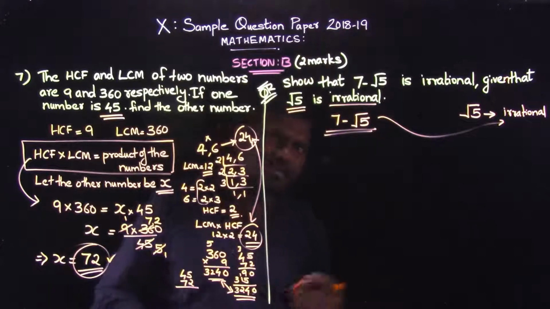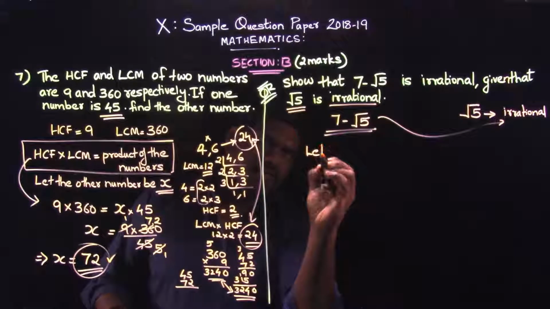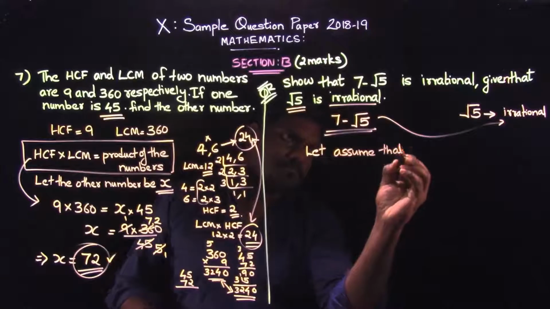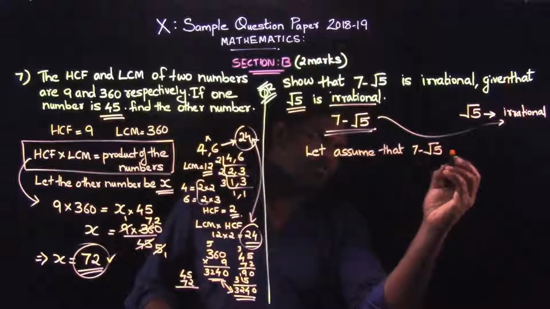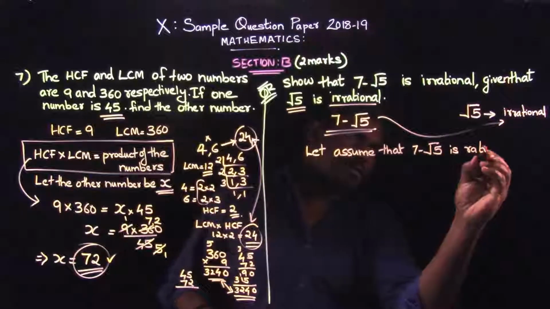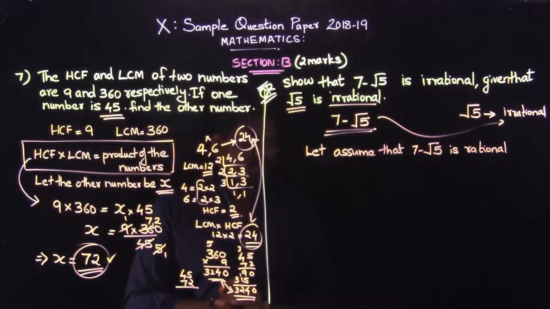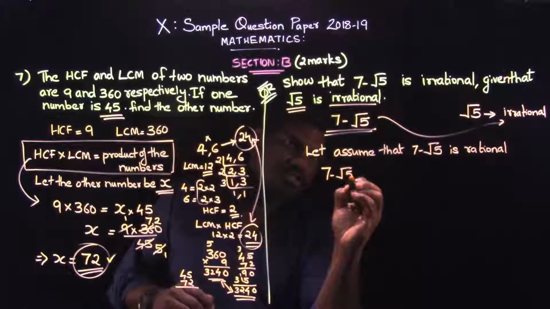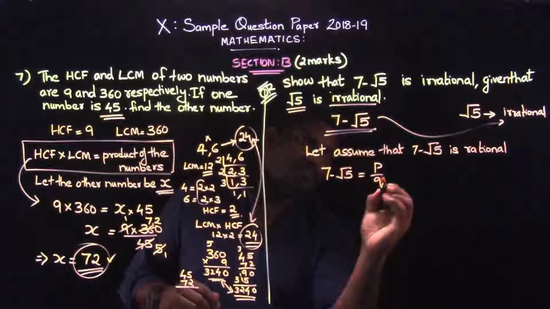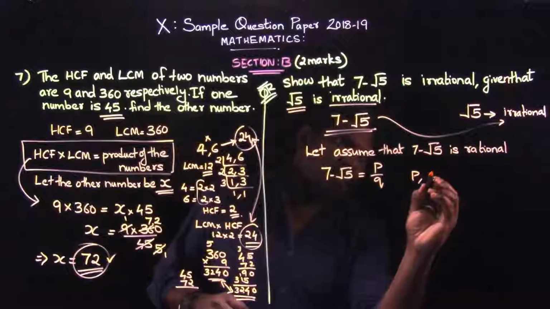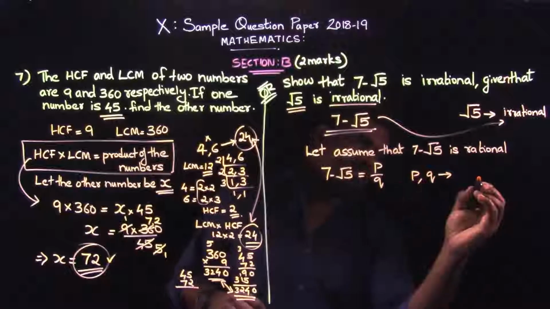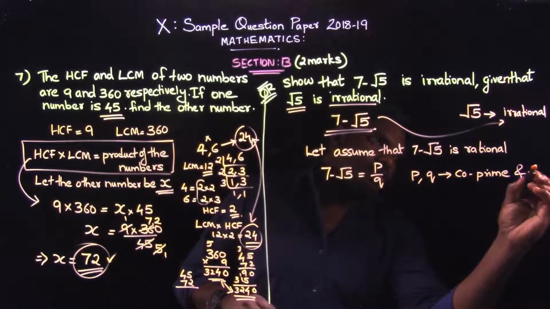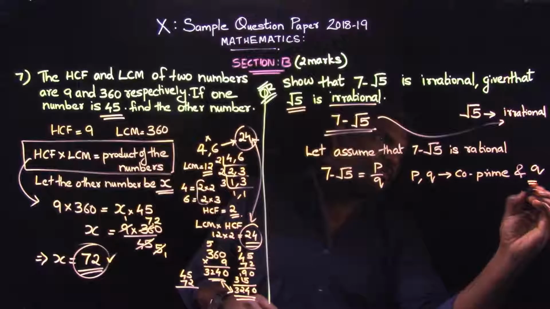Now in this case we will do it in a little different way. Let's assume that 7 minus root 5 is rational. We will assume it that way. When you assume in that way, we know that if it is rational, this is going to be equal to P by Q form, isn't it? Where P and Q are co-prime, and Q, which is the denominator, should not be equal to 0.